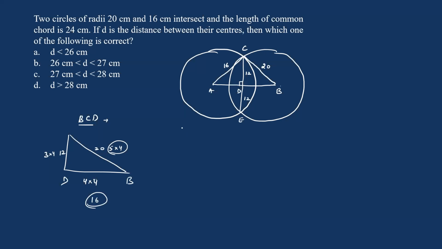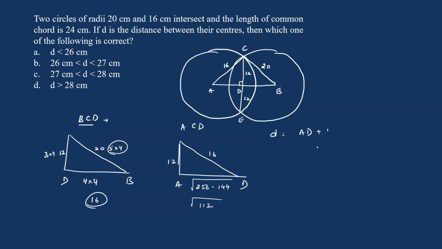Okay. Now let's look at triangle ACD. In triangle ACD, what do we have, guys? In triangle ACD, this is 12. Hypotenuse is 16. So this part becomes root over of 16 square minus 12 square. So this will give me root over of 112. Clear? Which is going to be AD. Now can I say distance between their centers is equal to AD plus DB, which is 16 plus root 112.